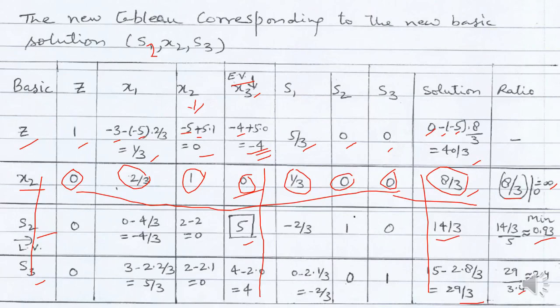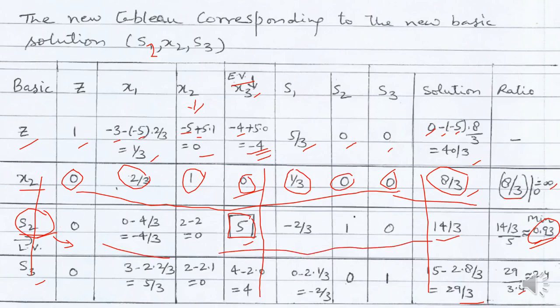29 upon 12. So this one is the minimum, and this is the leaving variable. The corresponding variable is the leaving variable, that is S2. So now this becomes our pivot row, and this element 5 becomes the pivot element, and we will divide this row by 5 to get the new pivot row.